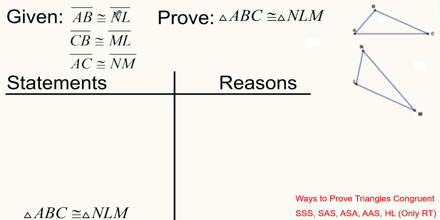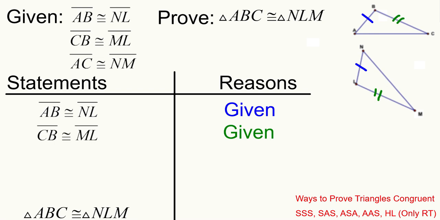We're going to start with our givens. And our first given was AB is congruent to NL. So I'm going to put that in my proof and mark it in my diagram. And say, okay, well, do these two segments being congruent tell us anything else about the scenario? It does not. So we move on to the next given and mark that.